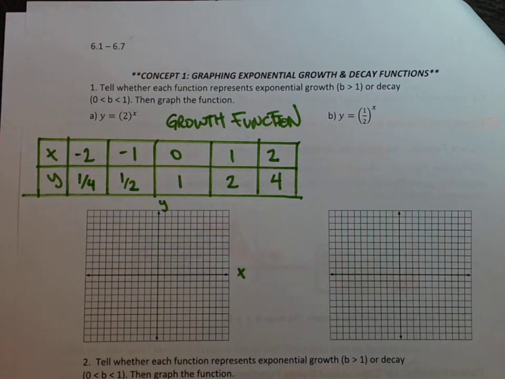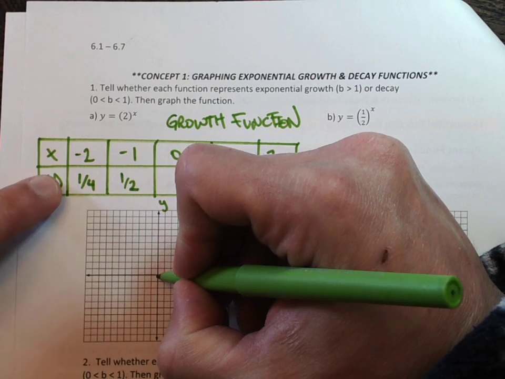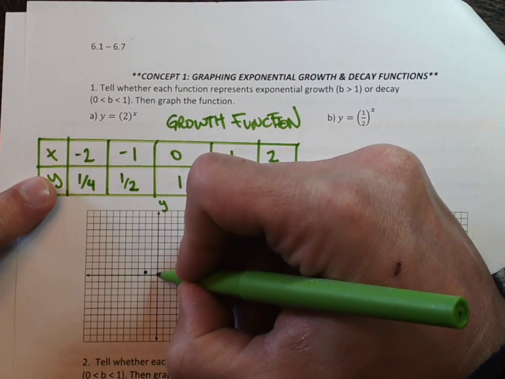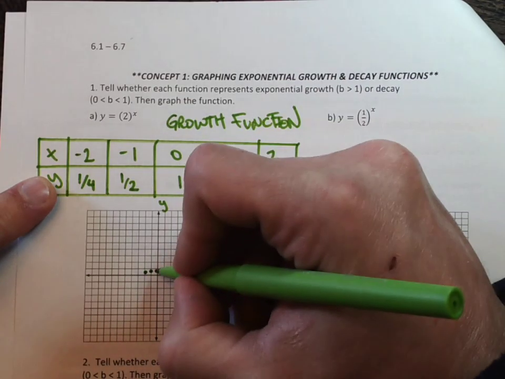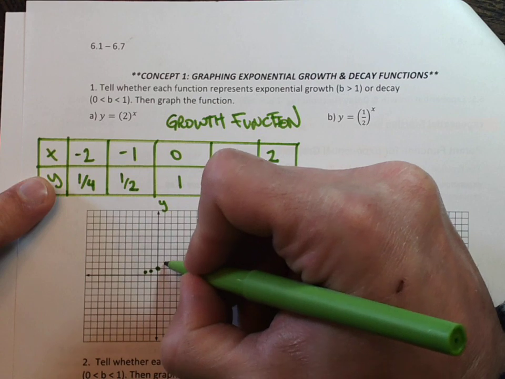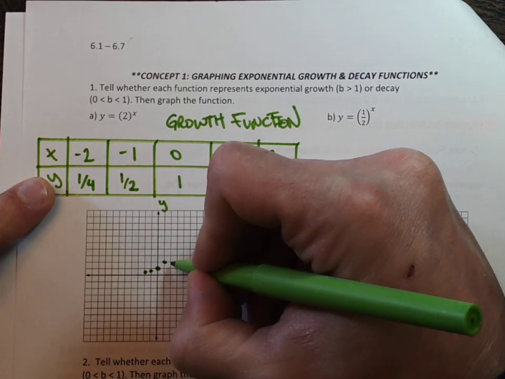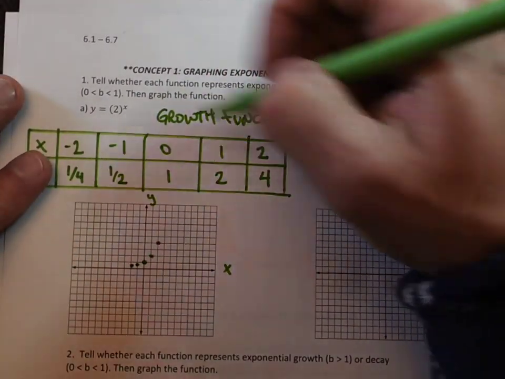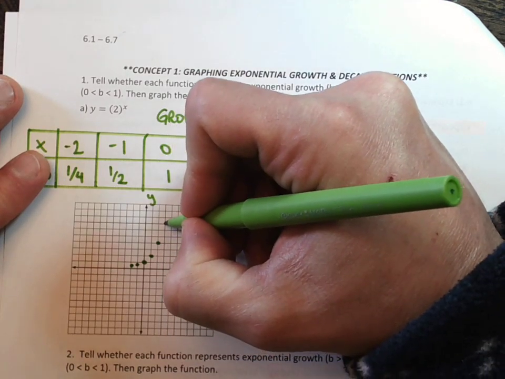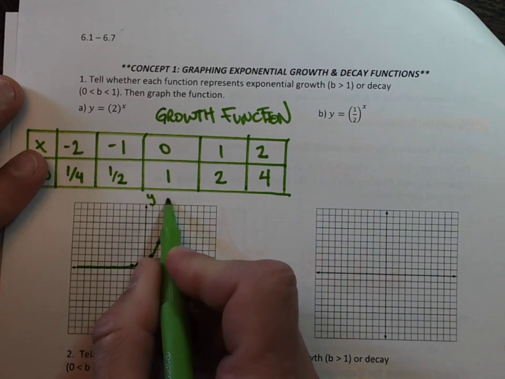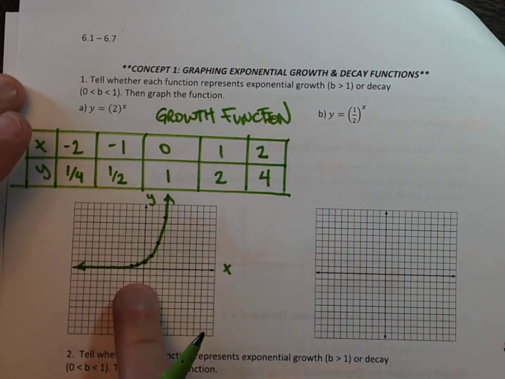I'm going to plot them right on the graph. Negative 2, 1/4: I go 2 to the left, up 1/4, right about there, estimated. Negative 1, 1/2, right about there. 0, 1, right there. 0 right or left, just up 1. 1, 2: 1 to the right, up 2, and then 2 to the right, up 4. And if I put 3 in there, I could get 8, if I wanted. And you can see it's shooting up. So it's going to really just creep above that x-axis and shoot up. That x-axis is the asymptote.